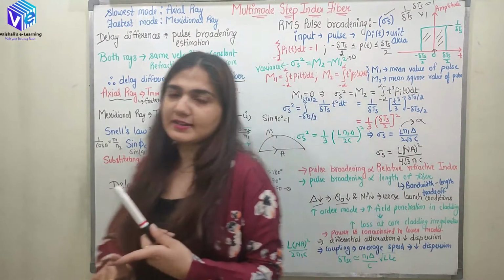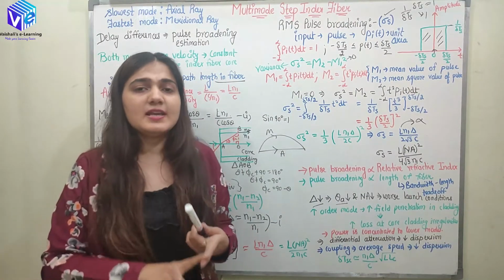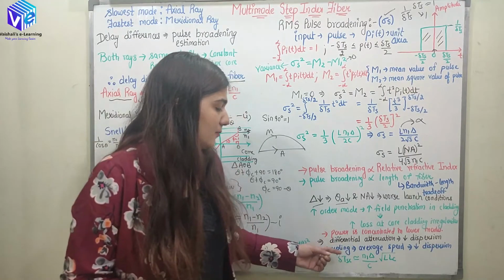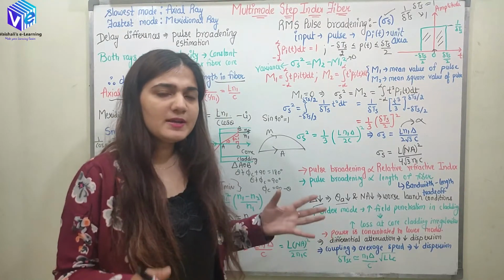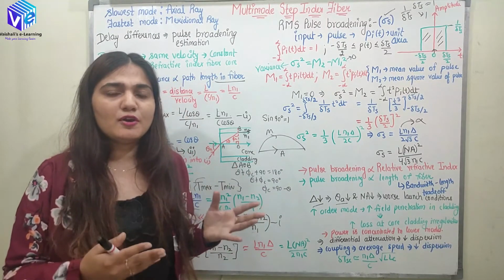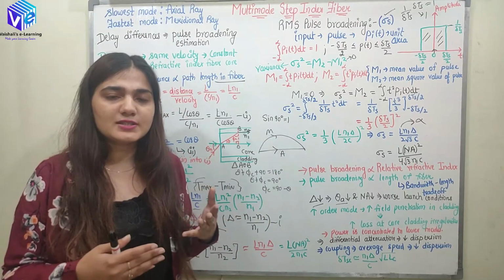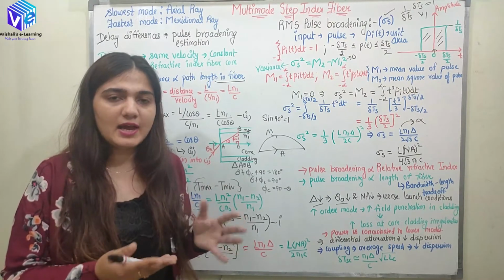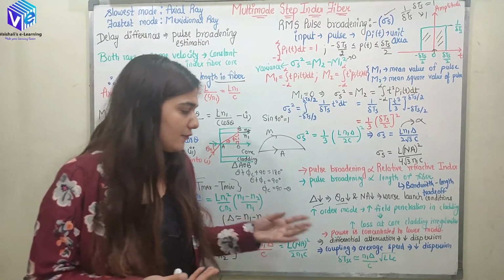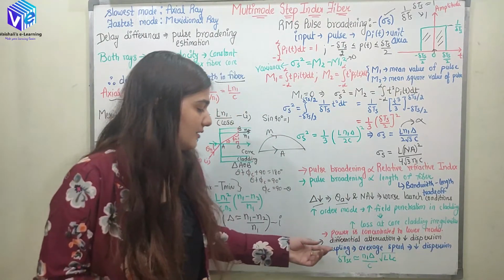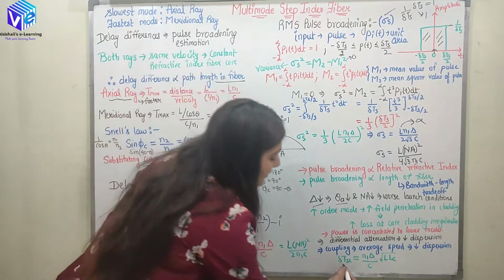So this is the first factor to reduce the dispersion inside the multi-mode step index fiber. And the second factor would be coupling. There would be coupling between the higher order modes and the lower order modes. Both of them will be having different velocities, right? But due to the coupling, or the power transfer between the higher order and the lower order modes, I would be having some average speed, which is going to reduce the dispersion.